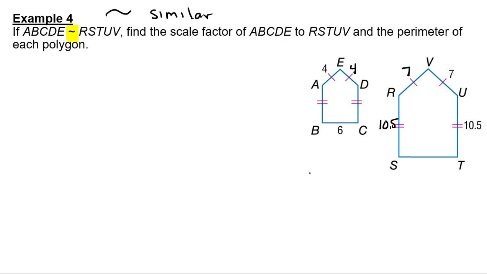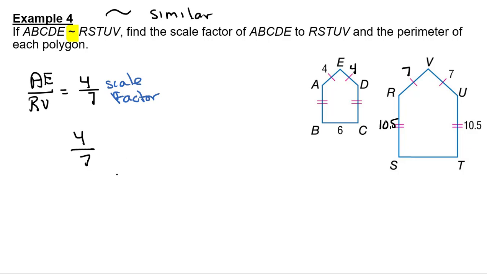Okay, my scale factor. Let's look at some corresponding sides. AB is proportional to RS, but I don't know what AB is, so I'm going to have to move on. AE is proportional to RV. Well, I know what both those sides are. That's 4 to 7. So there's my scale factor. Now I can set up a proportion to solve for my missing sides.